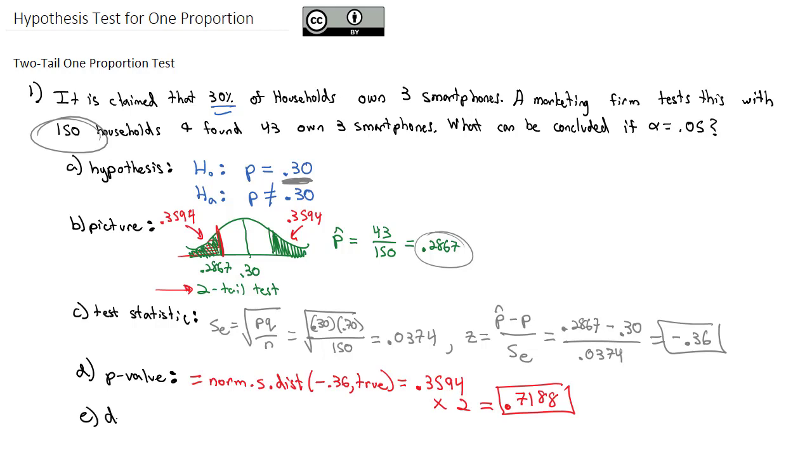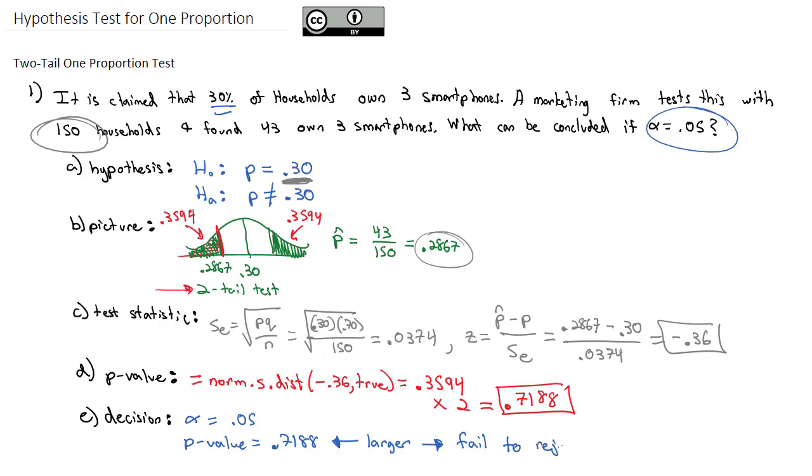So using that to make my decision, we know that alpha was picked to be 0.05. My p-value ended up being 0.7188. Notice this time the p-value is larger than the alpha, 71% instead of 5%. With a larger p-value, we have not been successful in our goal of rejecting the null hypothesis. With a larger p-value, we have failed to reject. Let's just call it failed to reject. We'll put it in the present tense. Failed to reject the null hypothesis.